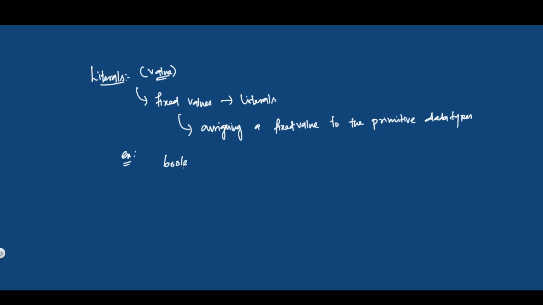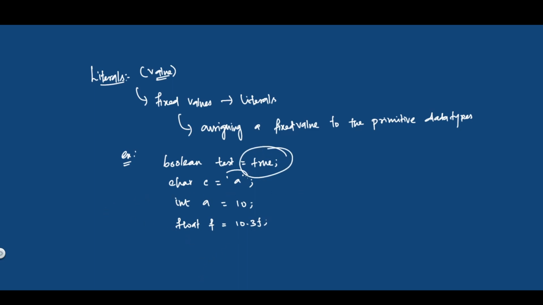So for example, we assign values, right? If it is a boolean, then we say false or true. If you want to take a character, we say a character value. If it is an integer, we say an integer value. If it is a float, we say a float value. Assigning this kind of values to these primitive data types is called literals.